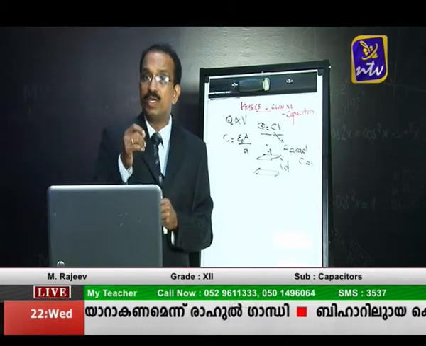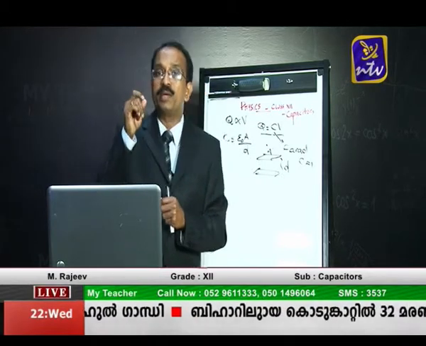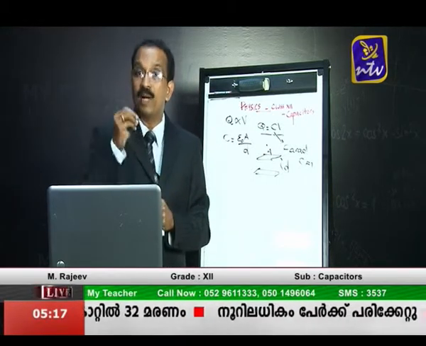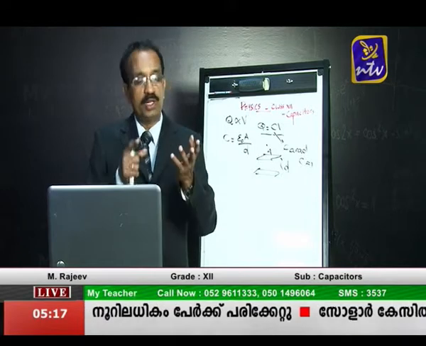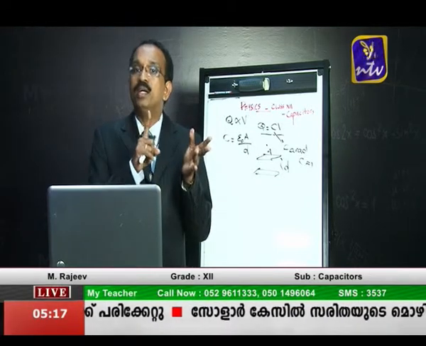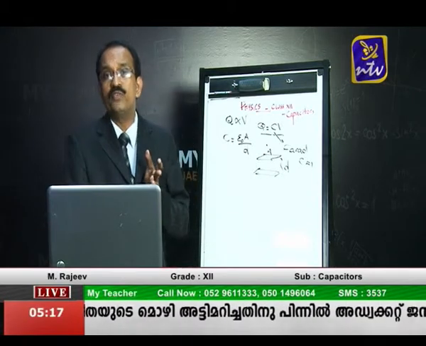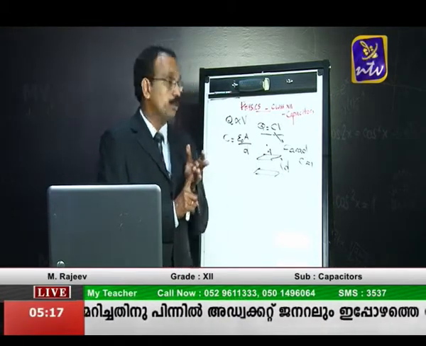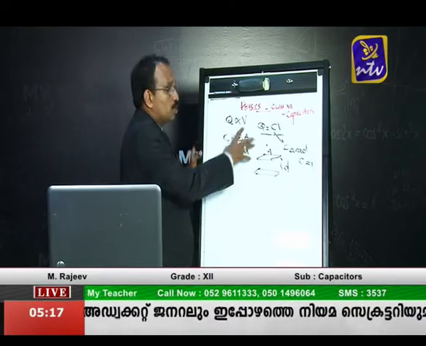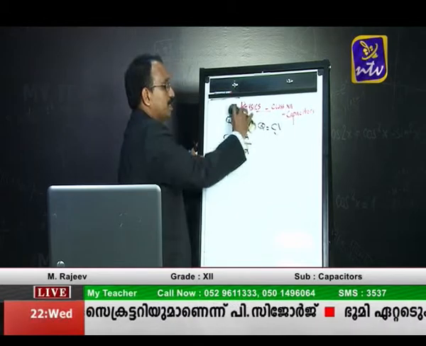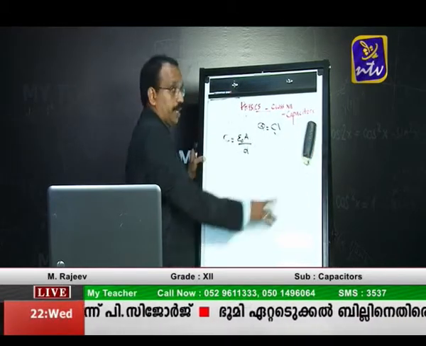If the dielectric is paper, we say paper condenser or paper capacitor, and we have mica capacitors. So depending upon the nature of the dielectric and the shape of the plates, we have different classifications of capacitors. All right, that's about capacitors. For the time being, you remember these two equations: one is Q is equal to CV, the other one is C is equal to epsilon 0 A by D.